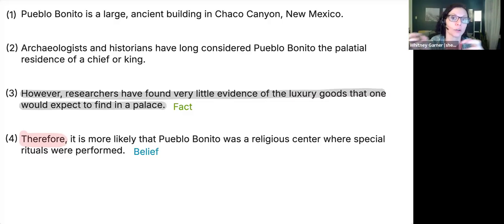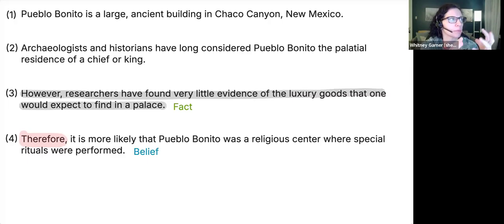Archaeologists and historians have long considered Pueblo Bonito the palatial residence of a chief or king. Now, this one's a little strange, right? So the sentence itself is a fact that archaeologists and historians have long considered. That statement that they have long considered is true. The belief that Pueblo Bonito is a palatial residence of a chief or a king, now that's a belief. That's a claim. So if this were our boldface sentence, we'd have to consider how we're going to talk about this. The sentence itself is a fact. The substance of the sentence discusses a claim or a belief.